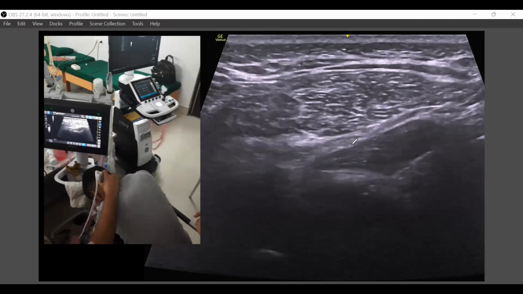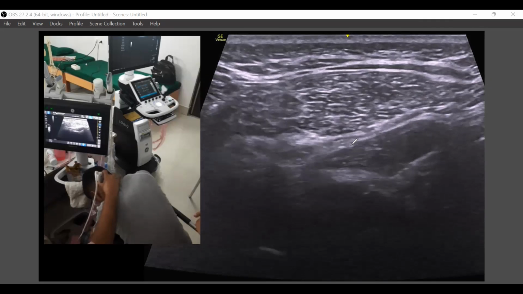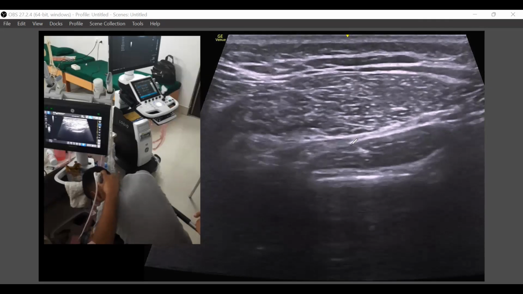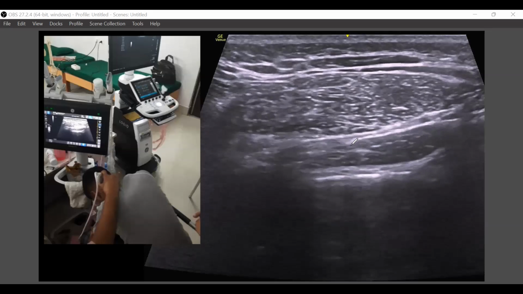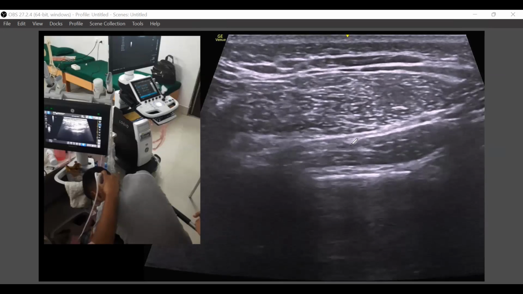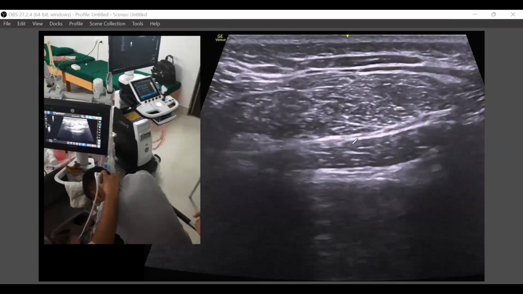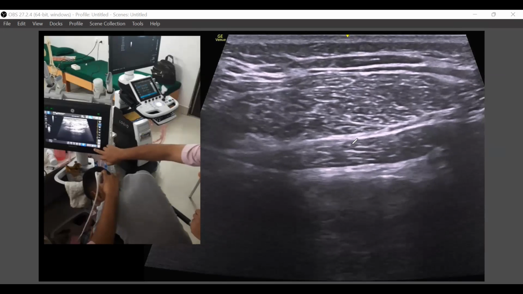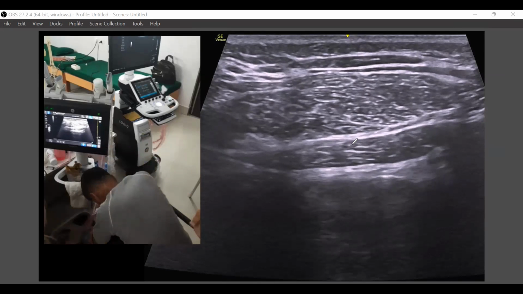Okay, so now what I'm doing, I'm seeing here the two muscles. Okay, you see the long axis now, medial side is your greater occipital, the third occipital nerve, that is also very nicely seen, just right side of my screen, and this is your long axis, the greater occipital nerve.